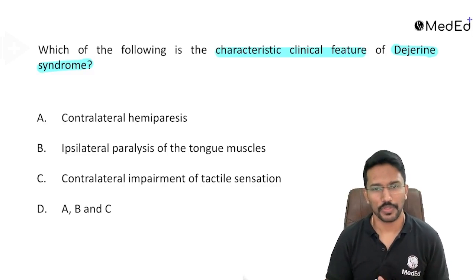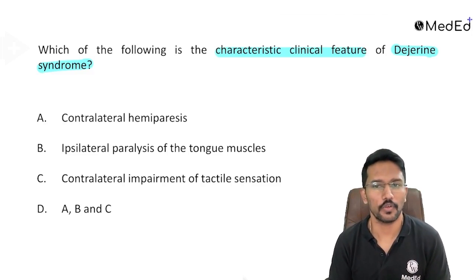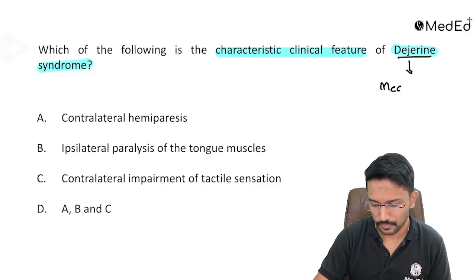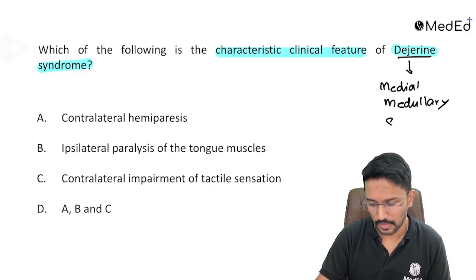Okay. Now, the question is, which of the following is a characteristic clinical feature of Dejerine syndrome? Now, this Dejerine syndrome is also known as medial medullary syndrome. So basically, it means the problem is in the medial side of the medulla.